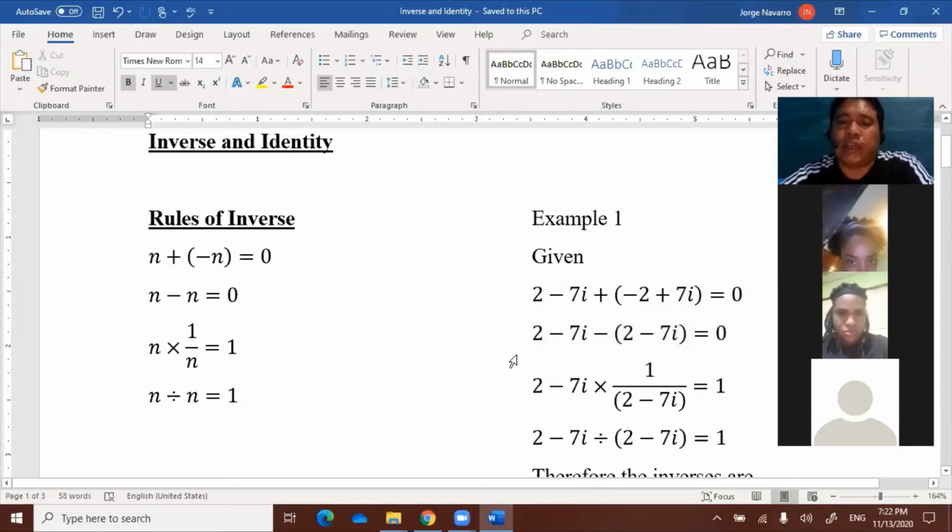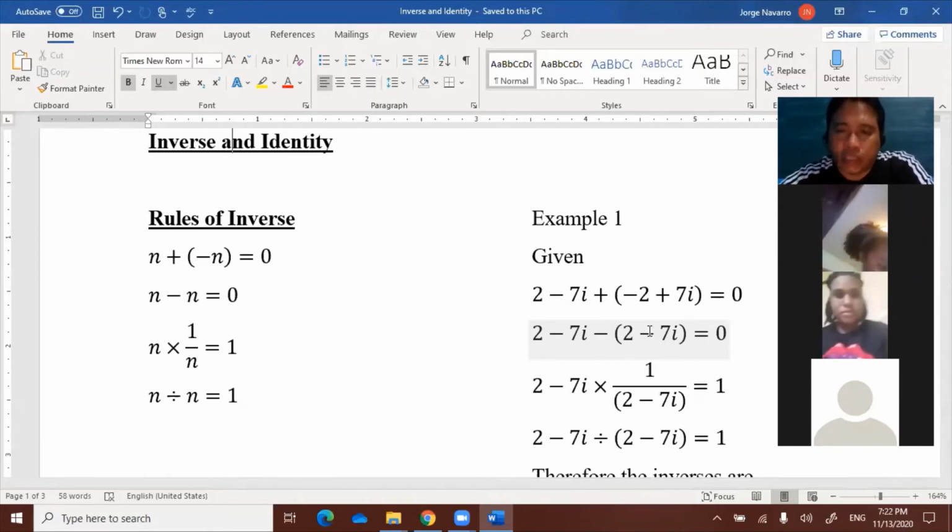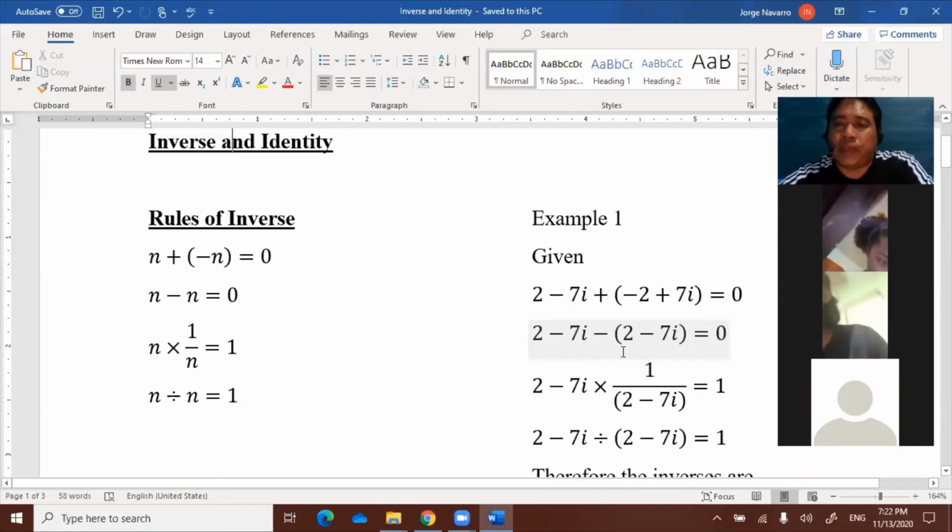And you can see it here, 2 minus 2 will give me 0. And negative 7i minus a negative 7i. So a negative times a negative will give me that positive. So I'll have a 7i and a negative 7i, which will cancel out and become 0. So that's the application of the second rule.